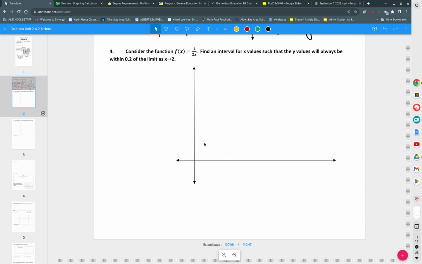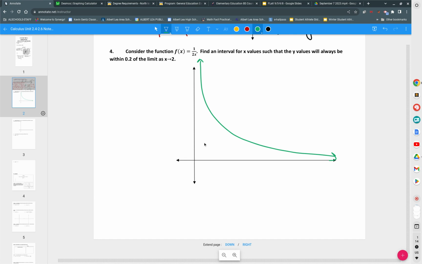Consider the function f of x is 1 over 2x. Let's draw it. It looks like this. I do have to admit, I'm kind of enjoying writing with this thing. It's kind of nice. I like the pen.